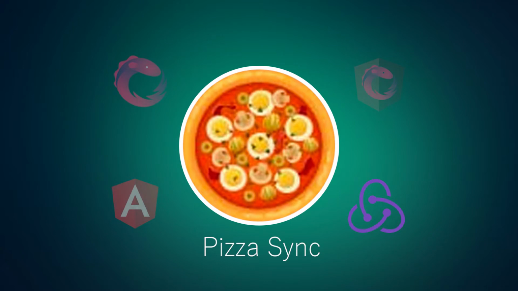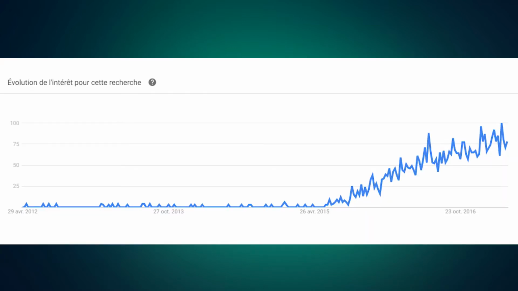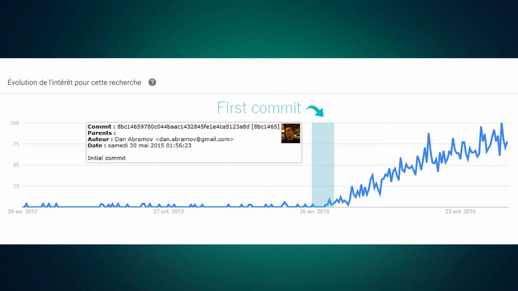But first, let's just take a look at the Google Trend graph for Redux JavaScript searches. The first commit was made the 30th of May 2015 by Dan Abramov, and the interest in Redux has been growing ever since.